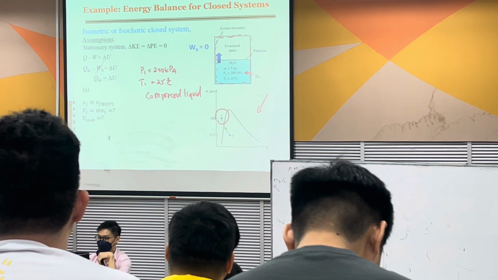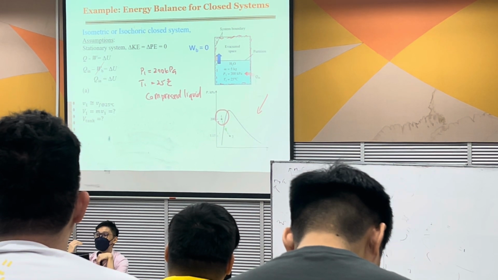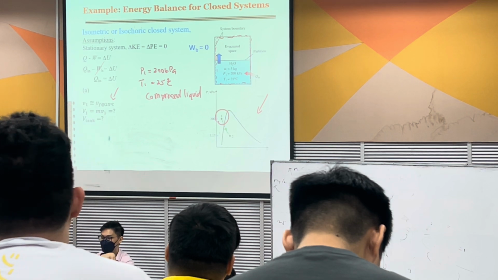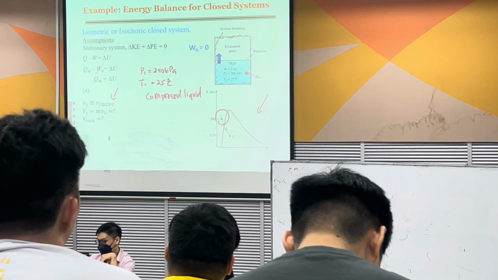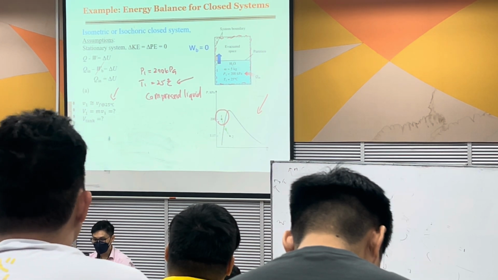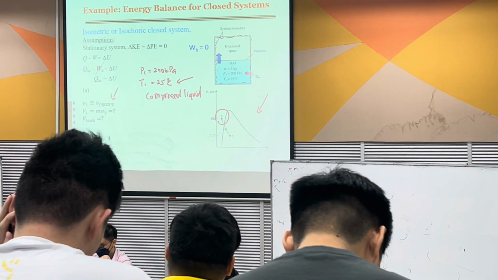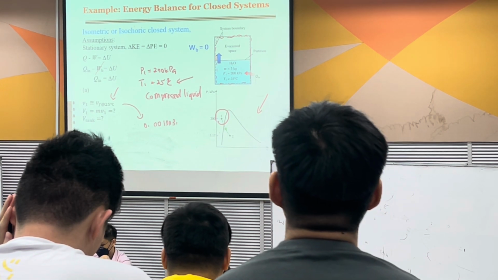So we know that this is compressed liquid, but the pressure is 200 kilopascal, which means we don't have access to the compressed liquid table because the table minimum is 5,000 kilopascal or 5 megapascal. So we use the value of the saturated liquid at 25 degrees Celsius. Again, we choose temperature, not the pressure. So from here, you can find vf at 25 degrees Celsius, which should be about 0.001003 meter cube per kg.